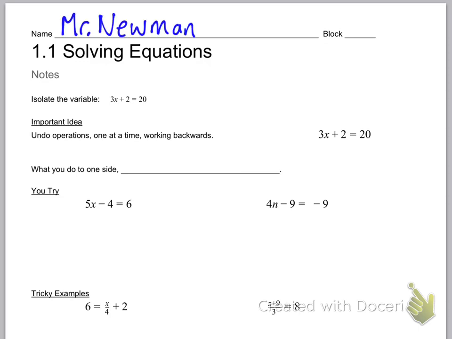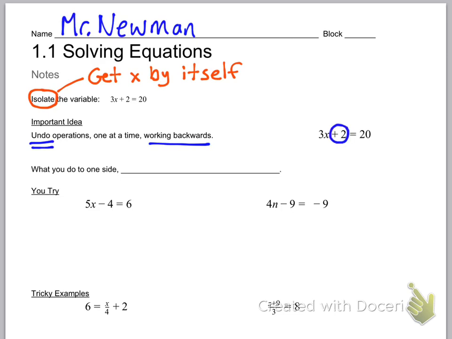We're going to learn about solving equations. First thing I want you to notice is, let's jump right into this problem here, is isolate the variable. The word isolate means to get it by itself. So isolate the variable means to get, in this case, x by itself. In order to do this, we're going to undo the operations one at a time. In other words, we're going to work backwards, okay?